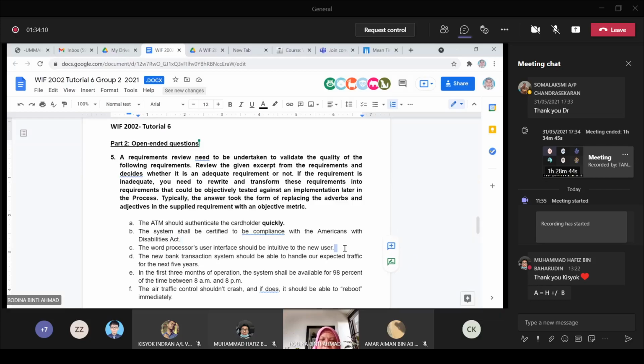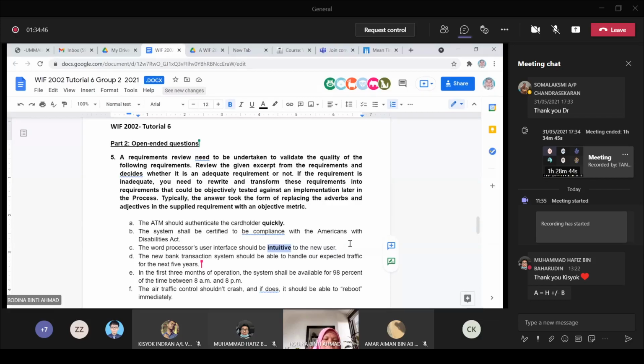How about C? The word processor's user interface should be intuitive to the new user. Is this adequate or not? The word which is a little bit blurry there is intuitive. So you are not actually clear. This one is usability, specifically the quality of learnability.